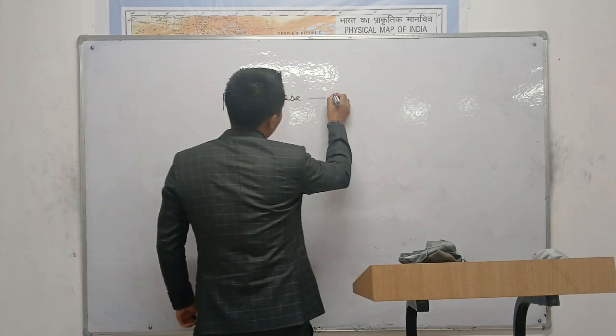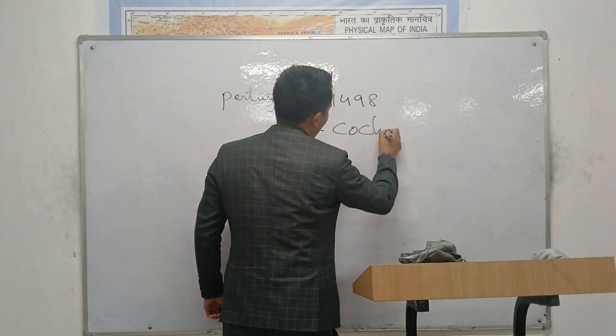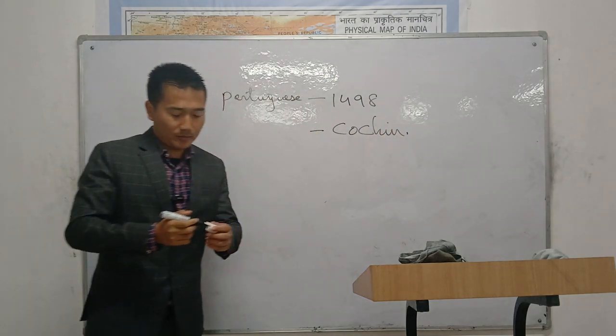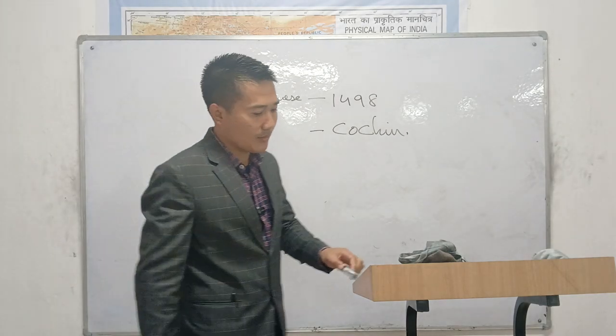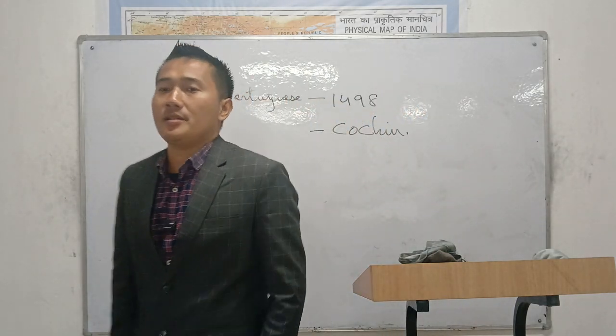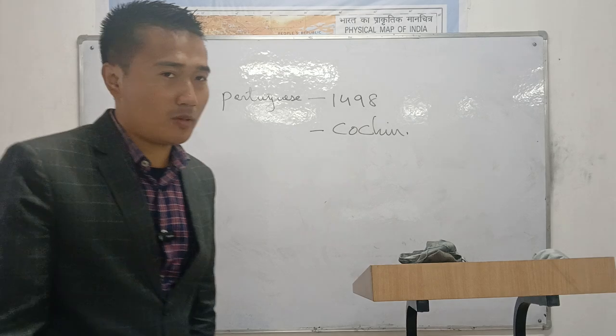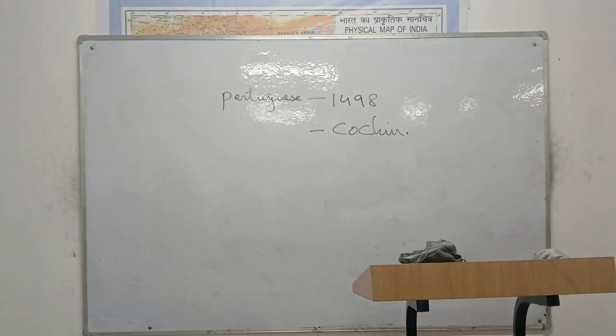The Portuguese, 1498. Too important from the exam point of view. The Portuguese were the first Europeans to come to India, and they were the first to establish the headquarters in a place called Cochin, which is in Kerala. Cochin was the initial headquarters, the capital of the Portuguese. The first European, the Portuguese.